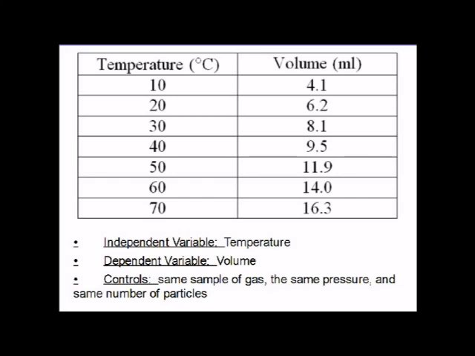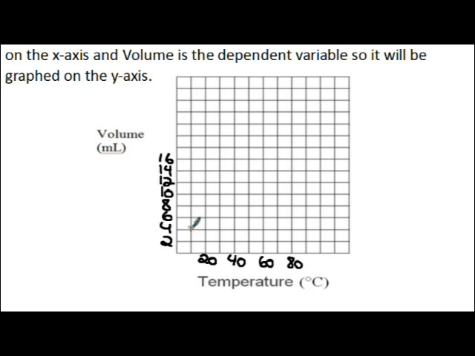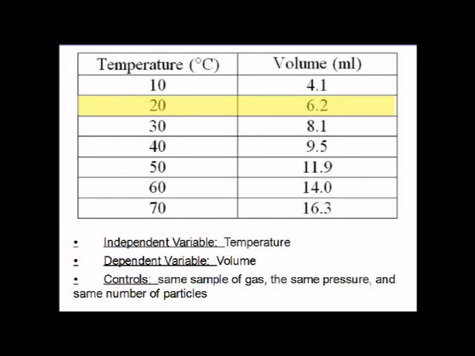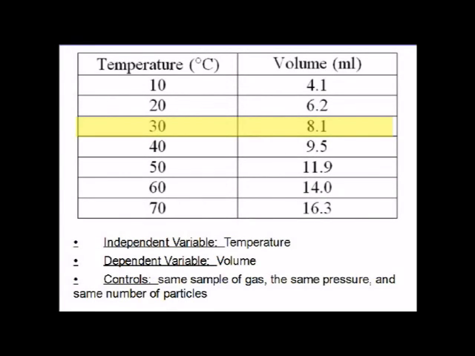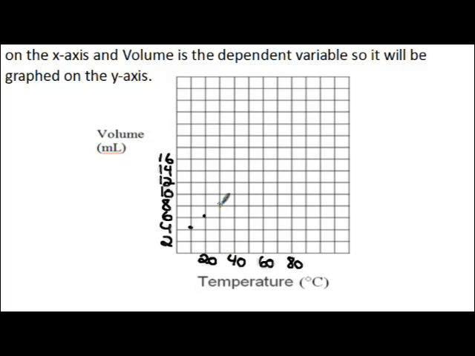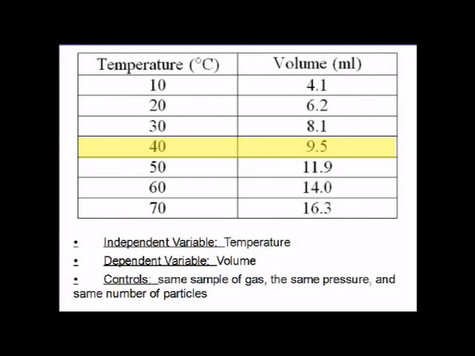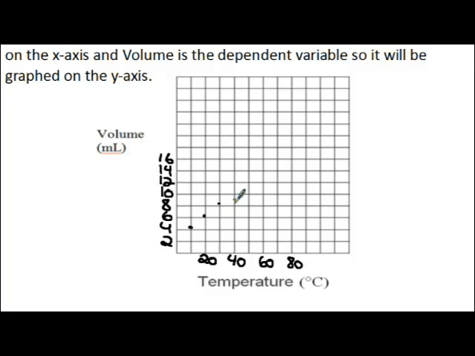So my first point on my data table was the point 10 for my temperature, and the volume was 4.1. So I'm going to come up to 10 and go up to 4.1 and make a mark there. My next point was at 20, and the volume was 6.2. So I'm going to go to 20, come up to 6.2, and make a mark there. My next point was at 30 degrees Celsius and 8.1. So I'm going to go to 30, go up to 8.1. My next mark was at 40 and 9.5 milliliters. So go to 40, up to 9.5, make a mark there.